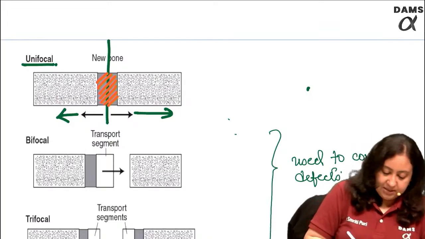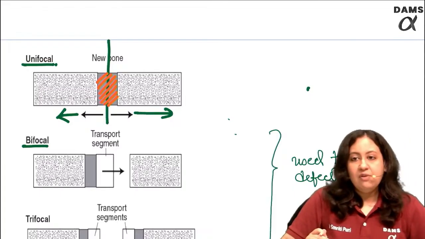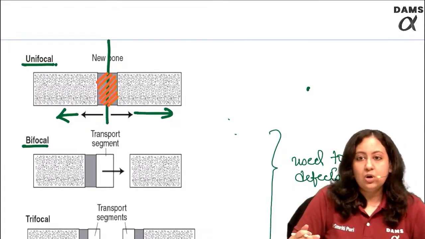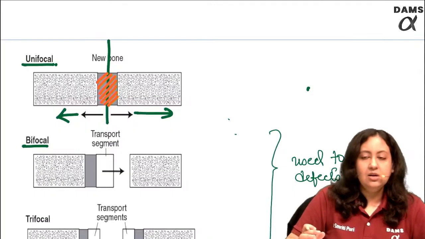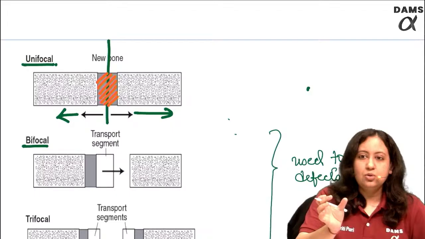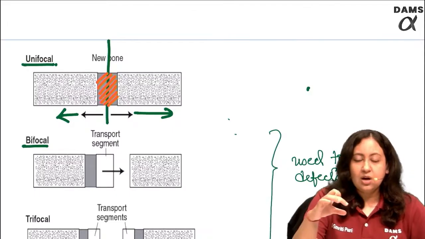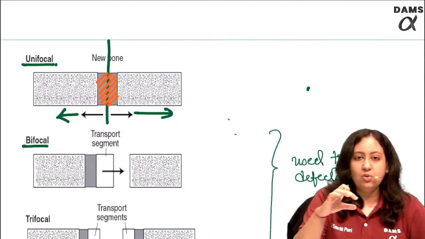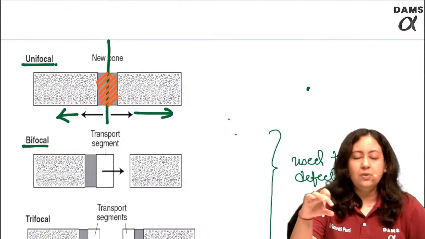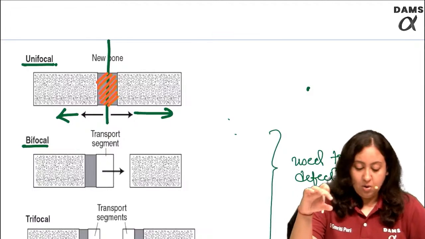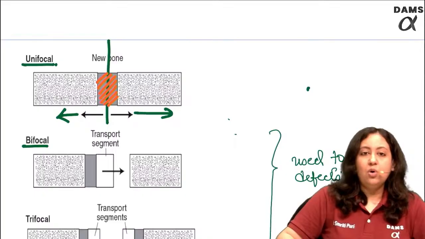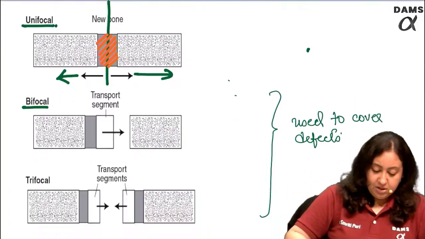Okay, let's see bifocal. Bifocal and trifocal are specially used to cover defects. Suppose there is a discontinuity defect in a bone, so you are trying to cover up that defect, regenerate bone, reconstruct that bone, and restore the contour or eliminate the defect.